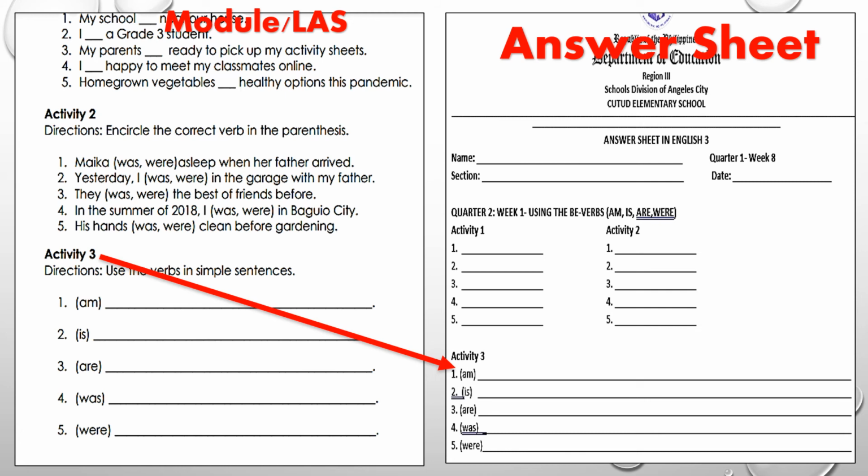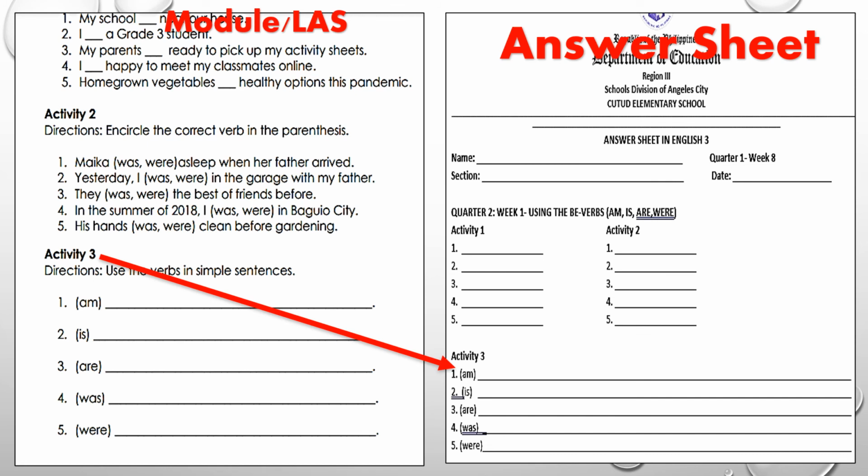Alright, so you have done already activity 1 and 2. Now let's move on to activity number 3. In this activity, you are going to use the be verb and write a simple sentence. So using the word am in number 1, as you can see in your answer sheet, and also the same thing with your module. In those be verbs that you see, you can use those be verbs in order for you to write a simple sentence. So using the word am, you write a simple sentence using that be verb am.